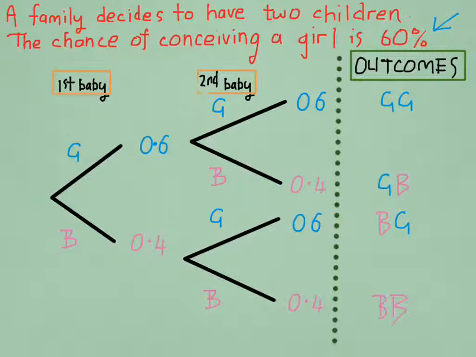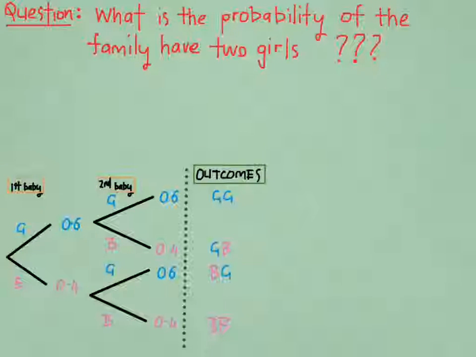So now let's actually look further into this. I'm going to ask you a question. What is the probability of the family having just 2 girls? Well, let's check this out. Now let's find 2 girls under the outcomes list. There we have the 2 girls. And if we look on a probability tree, that is the part of the tree that concerns us.